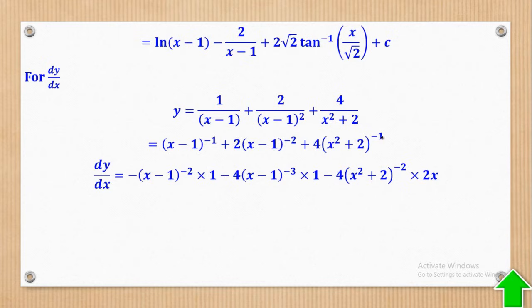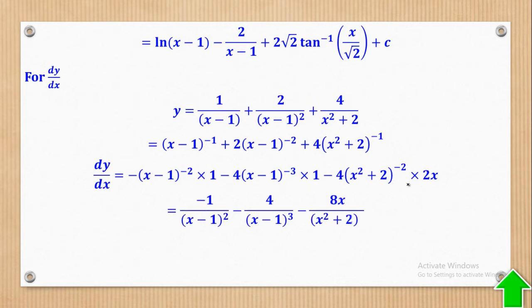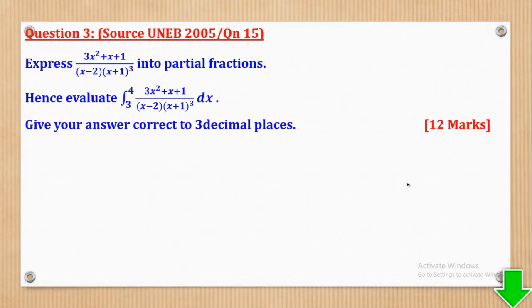Then you bring down the power, negative 1 times 4 gives you negative 4, reduce the power by 1 gives you negative 2, derivative of the inner bracket gives you 2x. So I can simplify to come up with that as dy dx. So that was question 2.